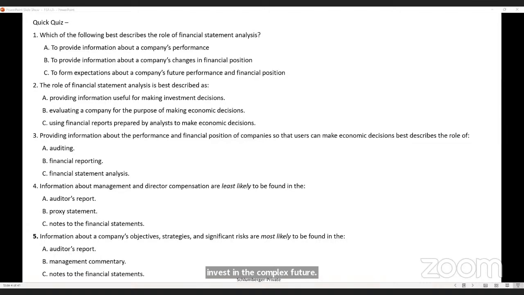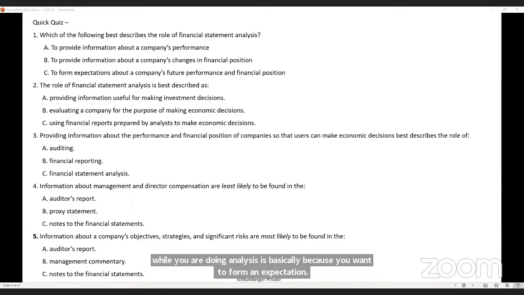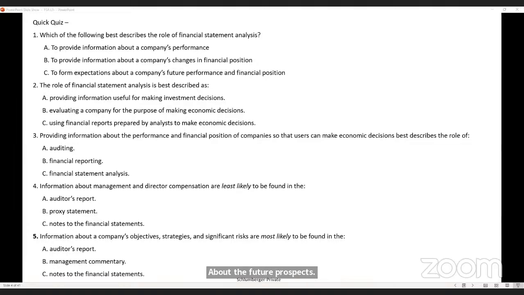And if you remember, what do you do about fair value? The share price of any company today is the present value of its future income, discounted today. So why you are doing analysis is basically because you want to form an expectation about the future prospects of that company, whether you want to invest or not.